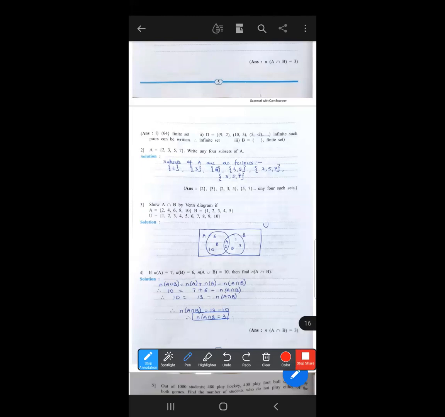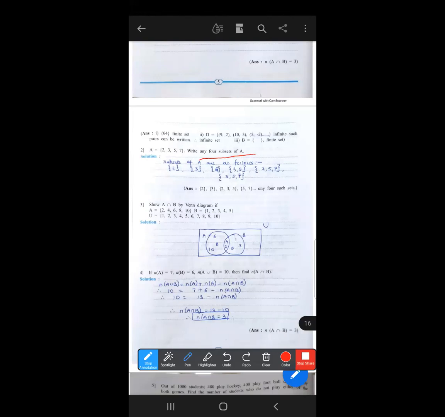Now here the question is what? Any 4 subsets. So here also there will be n number of different answers. You may get a different answer, your friend may get a different answer, but all the answers will be correct as long as they satisfy the condition given in the question. So what is the condition? That it should be a subset of A. Subset means it should be a part of A. One particular set is given and you need to write 4 sets which are part of that set A.